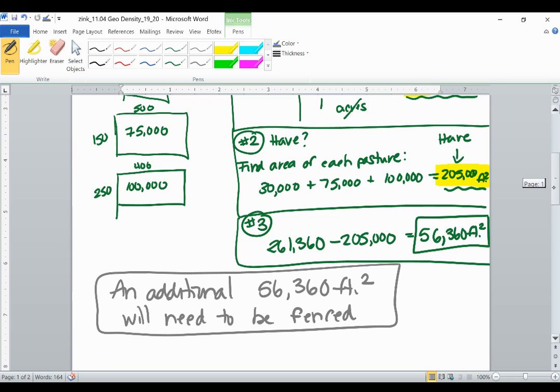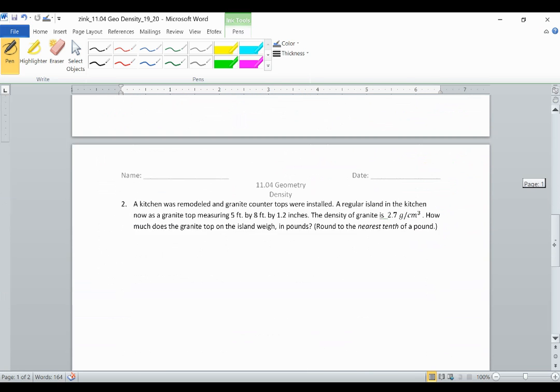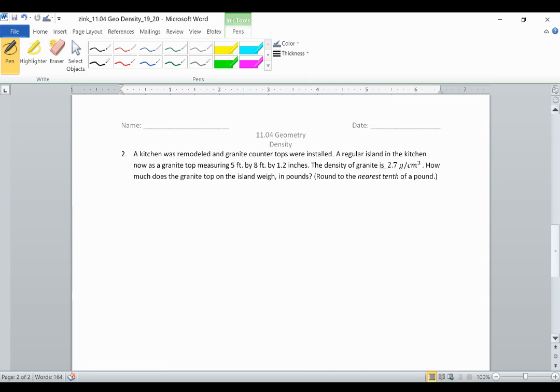Okay, let's go on to number 2. Number 2 is talking about a kitchen. So a kitchen was remodeled and granite countertops were installed. A regular island in the kitchen now has a granite top measuring 5 feet by 8 feet by 1.2 inches. The density of granite is 2.7 grams per cubic centimeter. How much does the granite top on the island weigh in pounds, rounded to the nearest tenth of a pound?